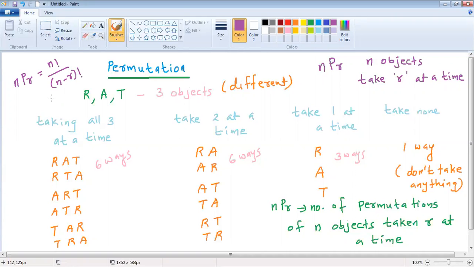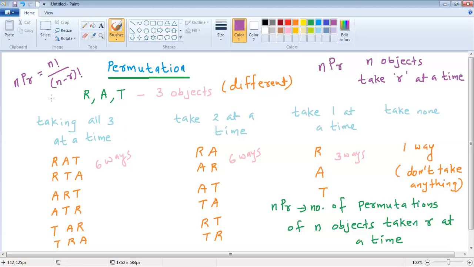So here I showed you a situation. What I did was write out all the possibilities and count them. Like you have 3 objects, so if you take all 3 at a time, how many arrangements are there? I wrote out all the arrangements, and I saw 6 arrangements are there. Then I took 2 at a time. There also I have seen there are 6 arrangements. Then I have shown you out of these 3 objects, if you take only one at a time, how many arrangements are there. I wrote all the arrangements and I found that there are 3 arrangements.